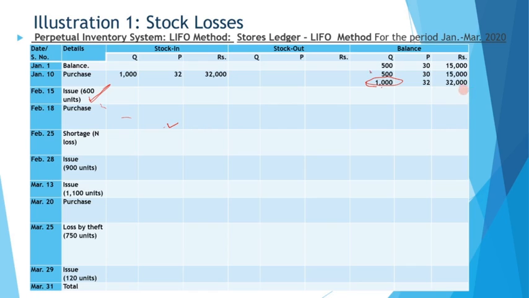So you will be left with first lot fully, and out of this lot, since 600 are issued, 400 will be left. So your pricing of the issue will be at the latest lot basis, 32 rupees. So your balance will be first lot is fully there, second lot is 400 units. Then you purchase certain units. Now purchases are always taken as another lot. So this will be taken as a third lot. It implies now we have 3 lots in order.